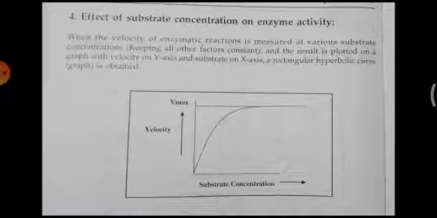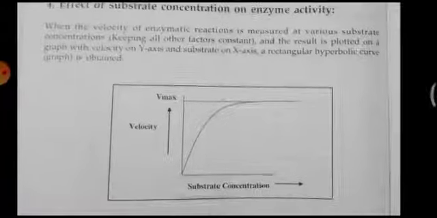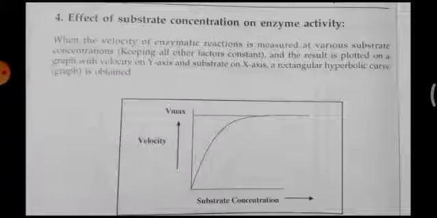Next we are going to discuss the effect of substrate concentration. How the concentration of substrate is going to affect the enzyme activity. In this case we keep the concentration of enzyme constant, and temperature, pH and other factors constant. Only substrate is varying. When the velocity of the enzymatic reaction is measured at various substrate concentrations, keeping all other factors constant, the result is plotted on a graph with the substrate concentration on the x-axis, as you can see in the graph, and velocity or enzyme activity on the y-axis.